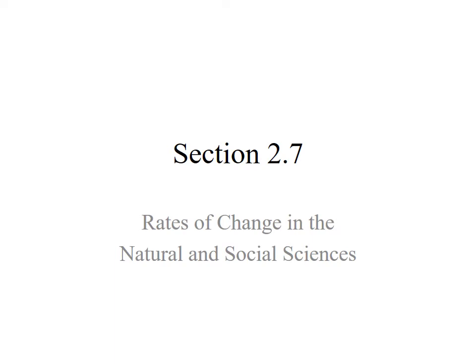So section 2.7 is next. This is the rates of change in the natural and social sciences. And you're going to notice if you look ahead in the notes before we start working these, there's not a lot of problems to work. But there are a couple important key concepts we're going to look at. Velocity, acceleration, and position play a big role in this section. So just be aware, there's a lot of tedious things to do here. Not a lot of problems, just a lot of steps.